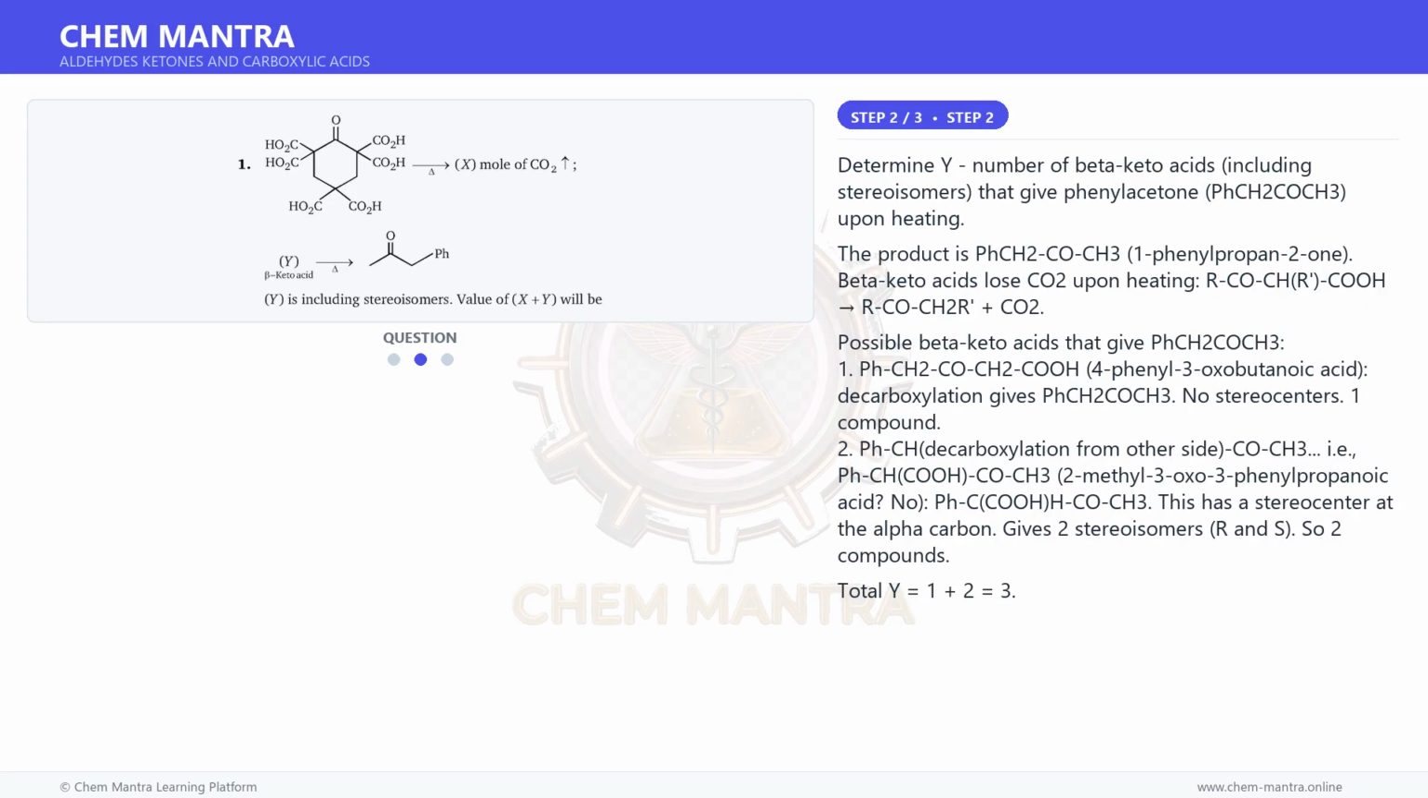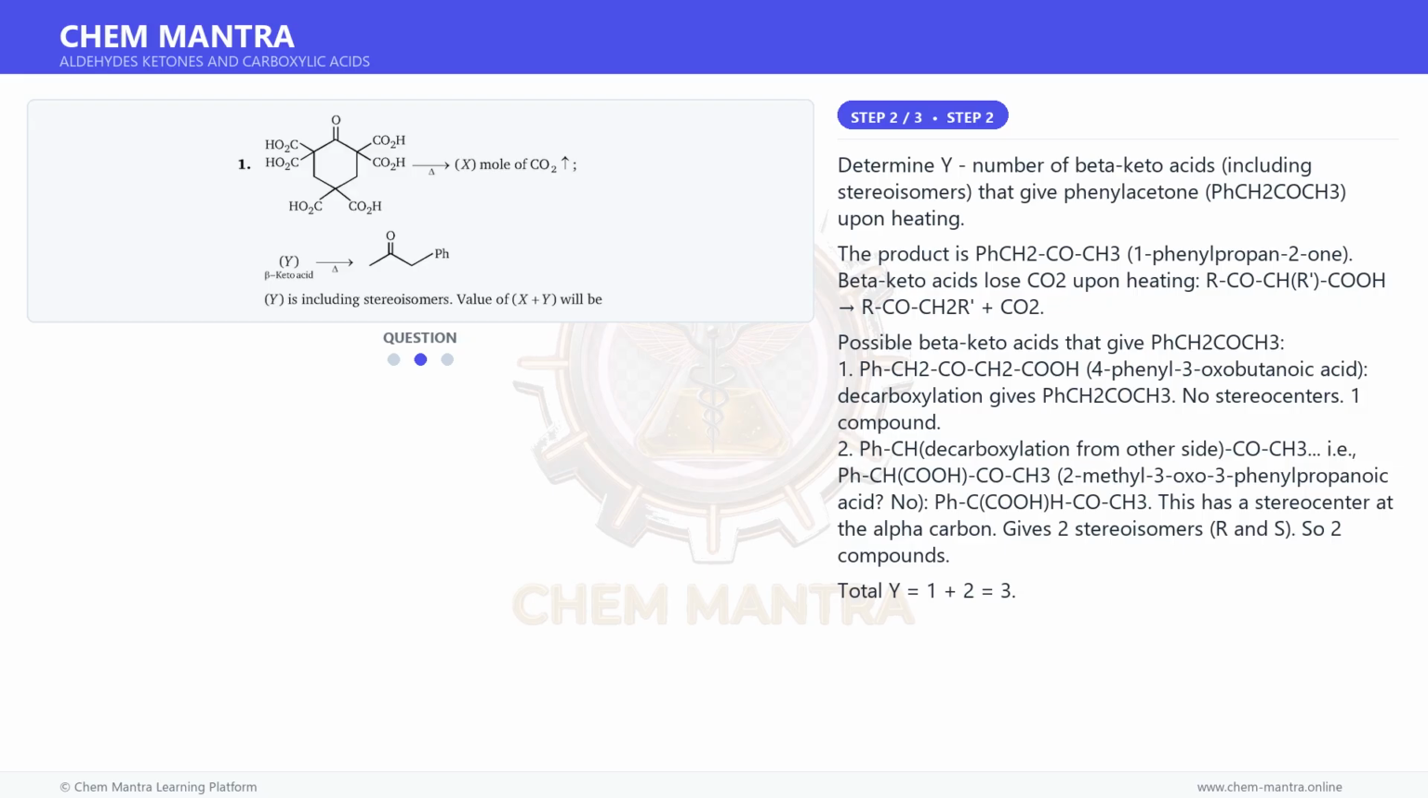Moving on to the next step. Determine Y, the number of beta-keto acids, including stereoisomers, that give phenylacetone, PhCH2COCH3, upon heating. The product is PhCH2COCH3, 1-phenylpropan-2-one. Beta-keto acids lose CO2 upon heating: RCOCH2COOH gives RCOCH3 plus CO2.